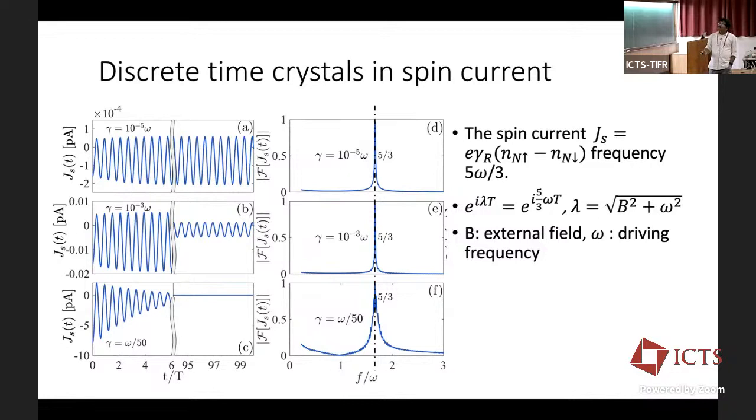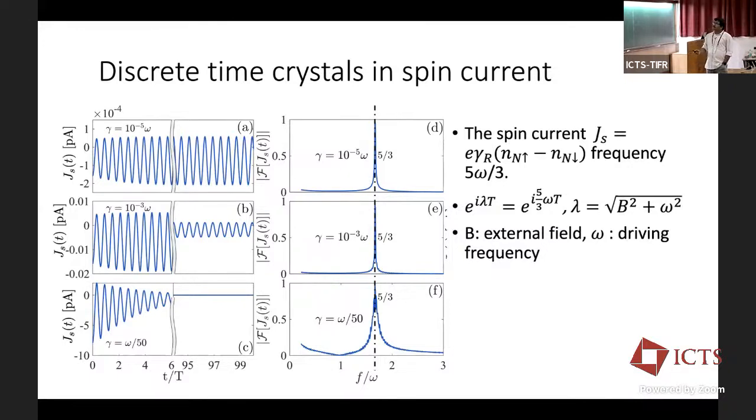If I have a weak system-lead coupling, I see sustained oscillation, which is expected, and I have a frequency at 5/3 omega. Now, if I increase the system-lead coupling to some intermediate values, I see the oscillation amplitude decays, but I still see a sustained oscillation over long time scales. Here also I have the frequency 5/3 omega, but now I am increasing the system-lead coupling to something beyond what I expect using the Lindblad equation, almost 1/50th of the frequency or the energy scales of the system. Here also I see the frequency remains there, but now we have lots of broadening because of the amplitude decay.